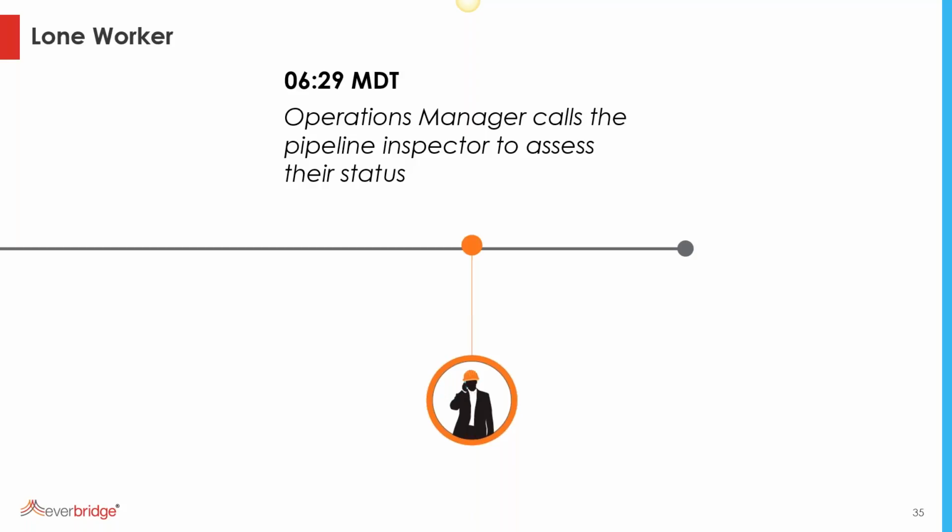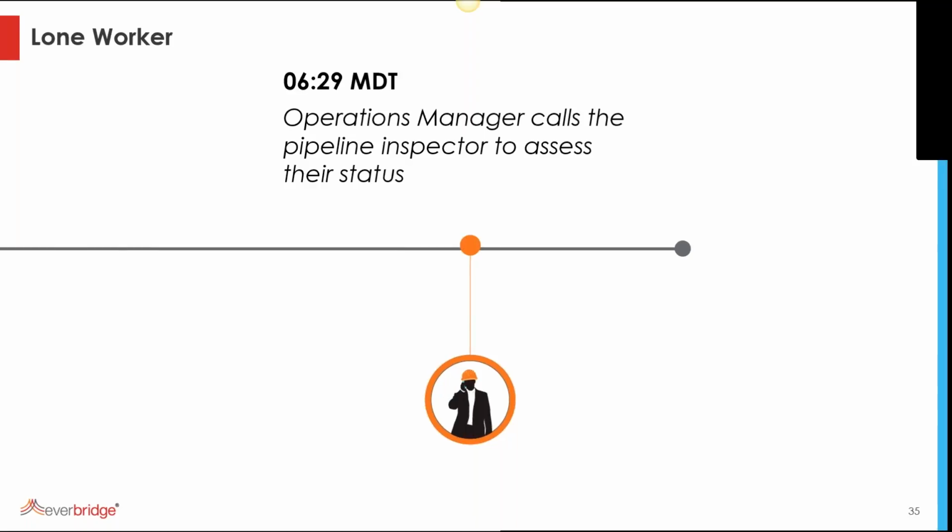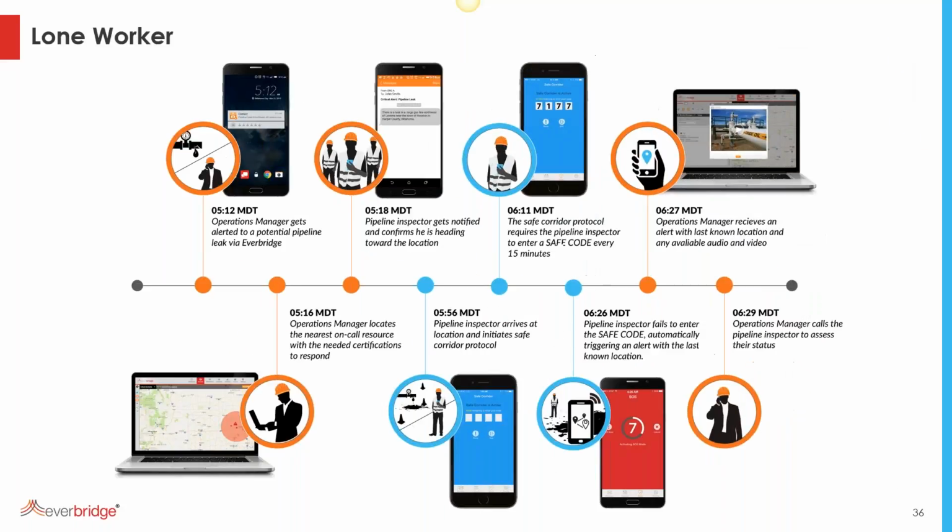Additionally, they already have the location of this inspector on the map, so if they need to quickly send out another crew or ambulance, they know exactly where this person is, and they can send out the help that is required. So that is a simple timeline for the lone worker.